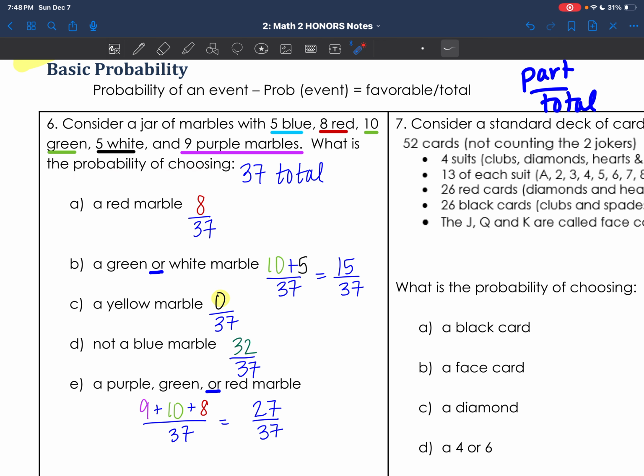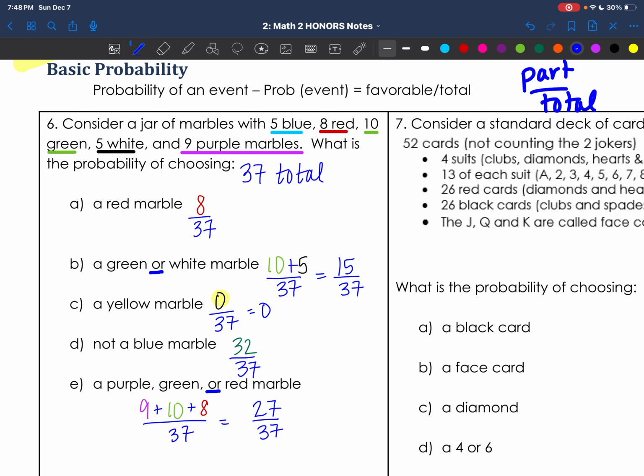So first you need to make sure you add all of them up, and you would get 37 total. So the favorable would be 8 out of 37. Now this one says a green or white marble. So since it says or, you've got 10 green, and then you have 5 white. So we're going to add those together to get 15, but your total is still going to be the same in this case. All right, the probability of picking a yellow marble. Well, there are no yellow marbles listed, so it's 0 out of 37, which equals 0. Either would be acceptable.